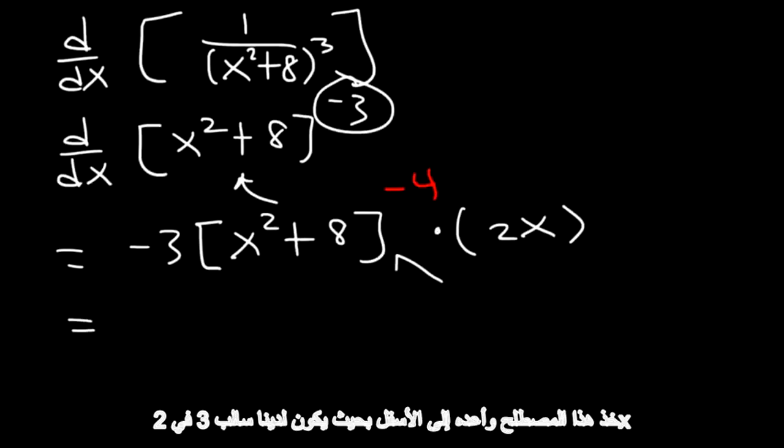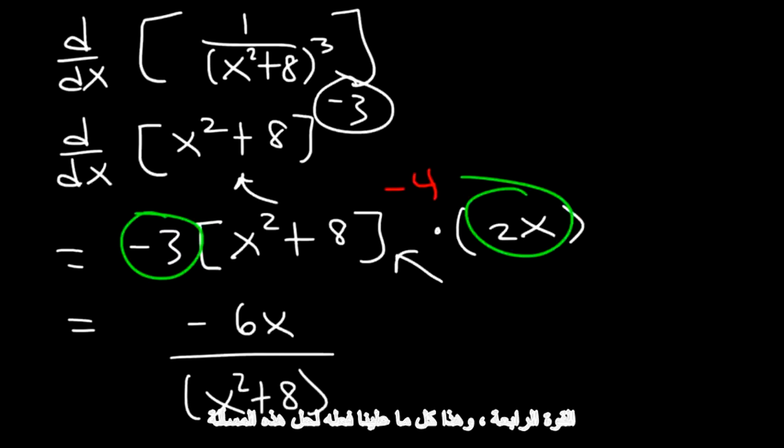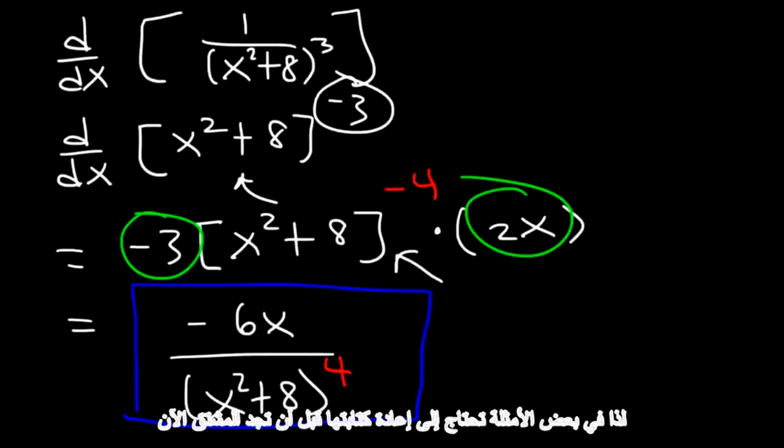So now let's take this term, move it back to the bottom. So we have negative 3 times 2x, which is negative 6x on top. And on the bottom, it's x squared plus 8 raised to the 4th power. And so that's all we need to do for this problem. So for some examples, you need to rewrite it before you find the derivative.